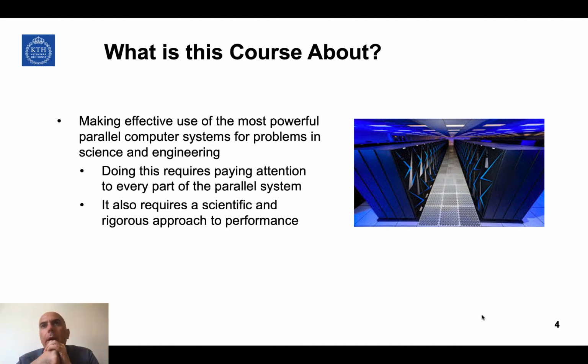It also requires a scientific and rigorous approach to performance, to have a performance expectation about our code, right? So we need to understand critically if the performance that we get is the one that we expect. It might be that we get some performance, some execution time. How do we know that it is a good performance? So we will develop special tools and models to try to predict the performance of our code.